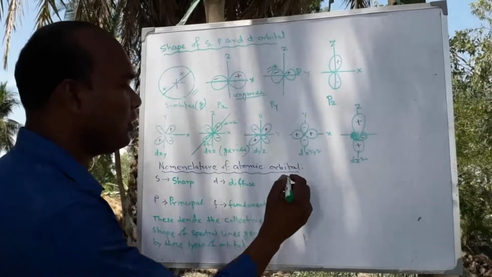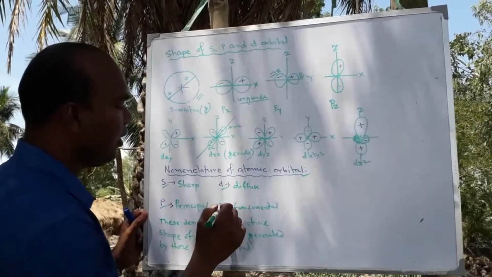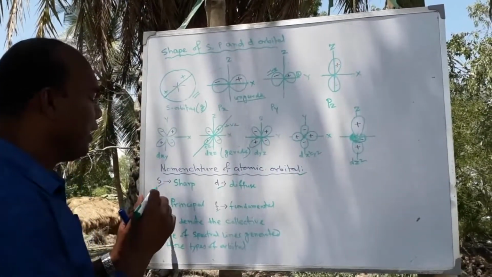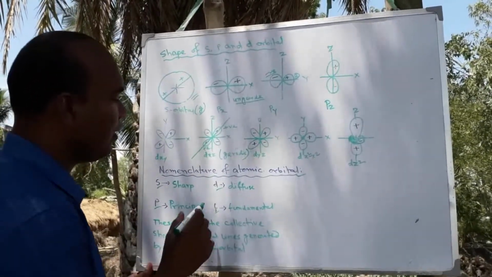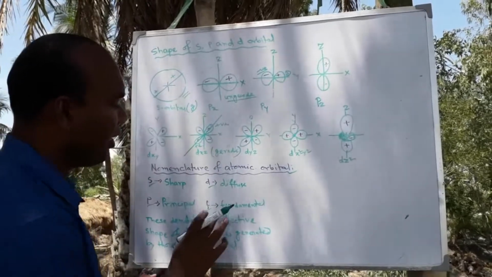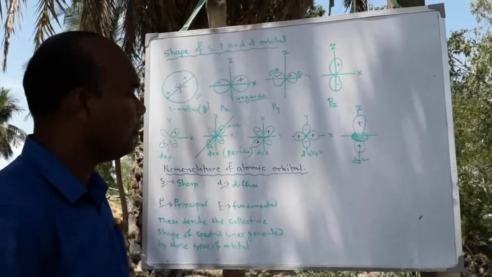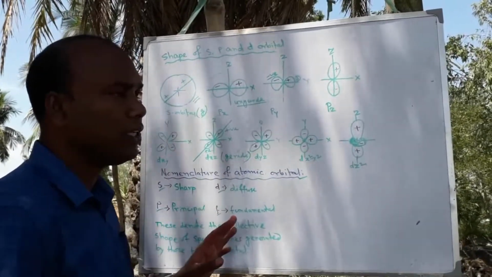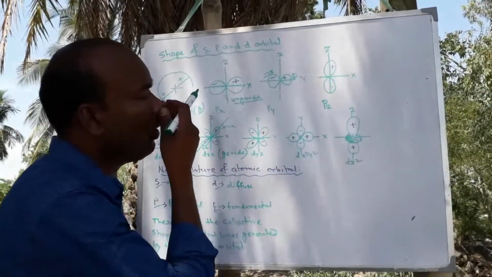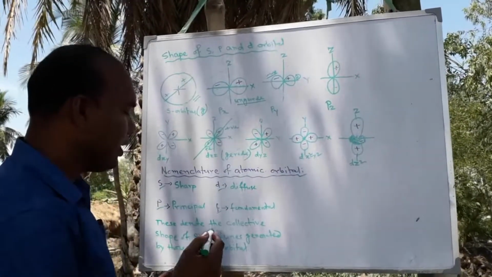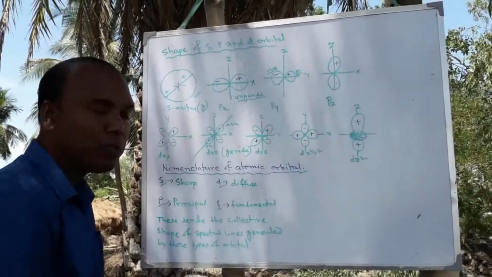You know, atomic orbitals are denoted by s, p, d, f. Actually, the s term comes from sharp, p from principal, d from diffuse and f from fundamental. One thing I would like to share with you is that there is no relationship of that type of nomenclature with the shape of the atomic orbital. Basically, these denote the collective shape of spectral lines generated by those types of orbitals.